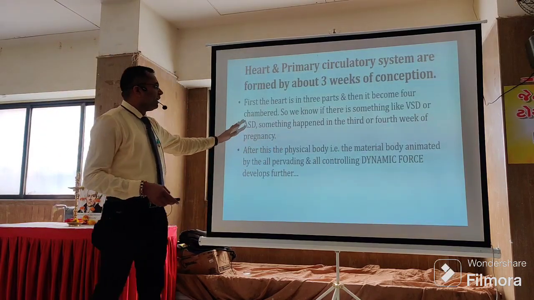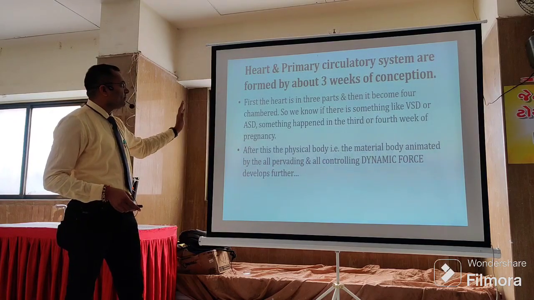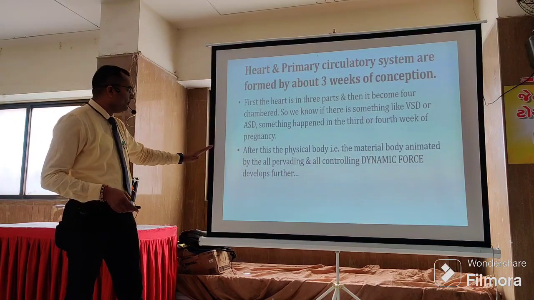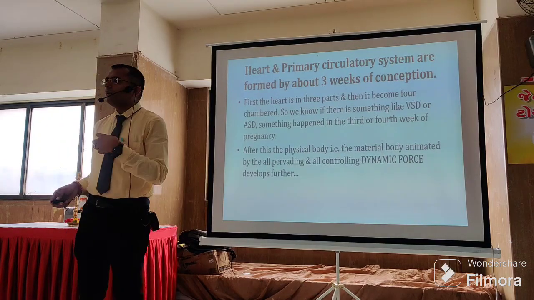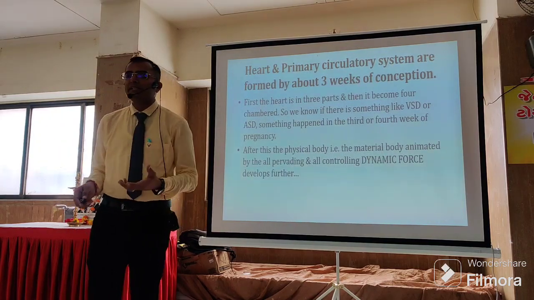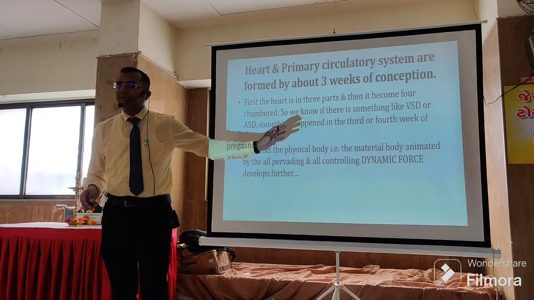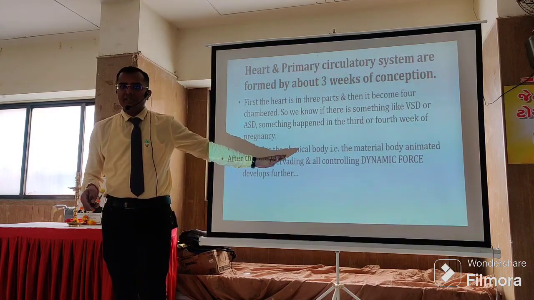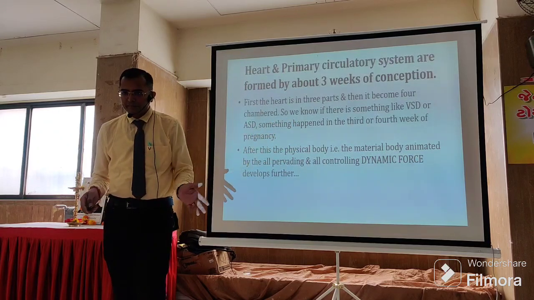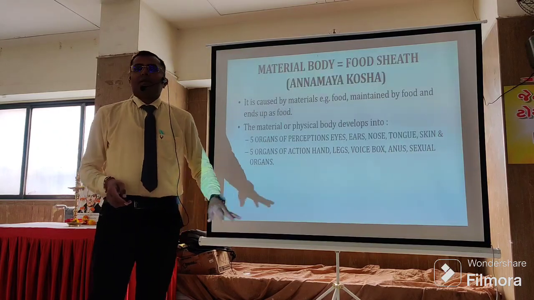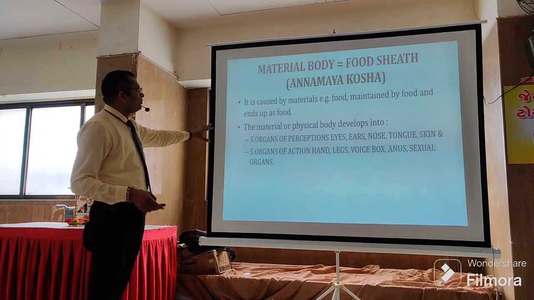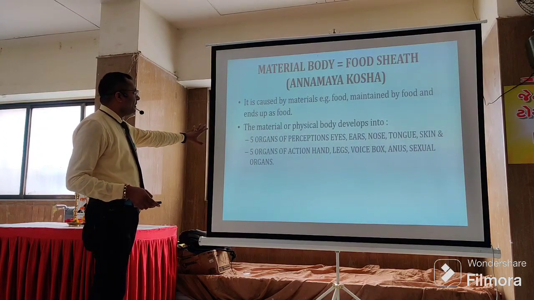In the first 3 months, in the 3 weeks of conception, we have first the heart and primary circulatory system formed. So if there is any problem in the child like ASD, VSD or structural disorders, you need to ask about the first 3 weeks. The circulatory system has some problem. Okay? So the material body gives rise to the food sheath. It is called Annamaya sheath and it gives rise to the material.